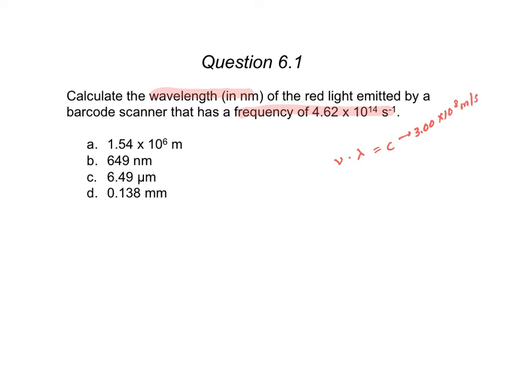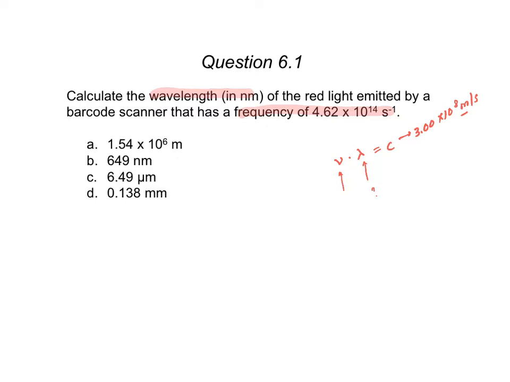You'll have the frequency. They give you the frequency. You'll be solving for wavelength. This will be your unknown. And the only thing to note here is that the speed of light is given in terms of meters, but they want you to denote this wavelength in terms of nanometers. So there's going to be a conversion step between meters and nanometers.